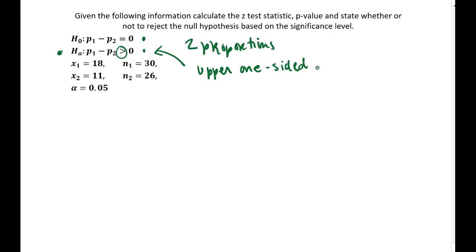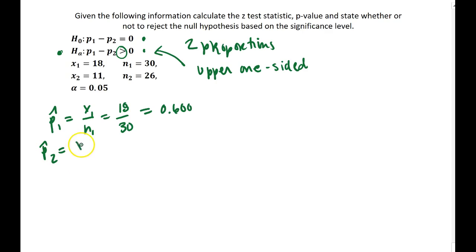All right, so let's go ahead and set up our sample proportions. So p hat 1 is equal to x1 over n1, which in this case is 18 over 30, and this is equal to 0.600. And p hat 2 is equal to x2, the number of observations in the sample that has the characteristic we're interested in, divided by the sample size, so that's 11 over 26 for the second sample. This comes out to be 0.423.